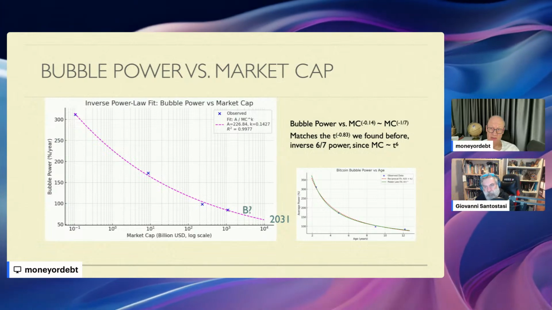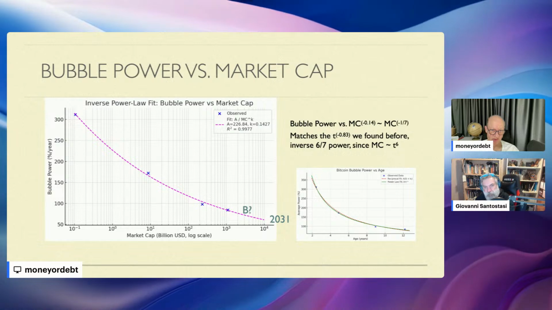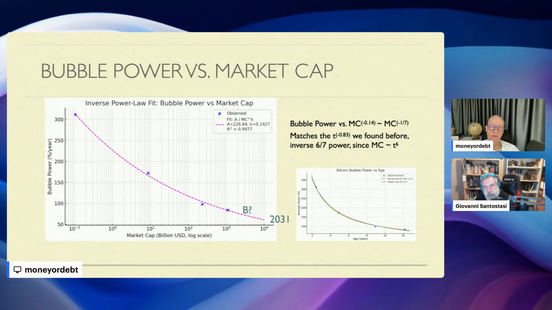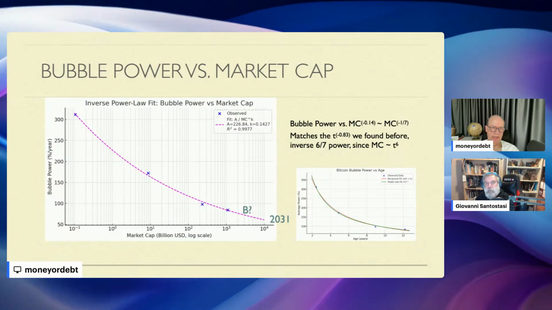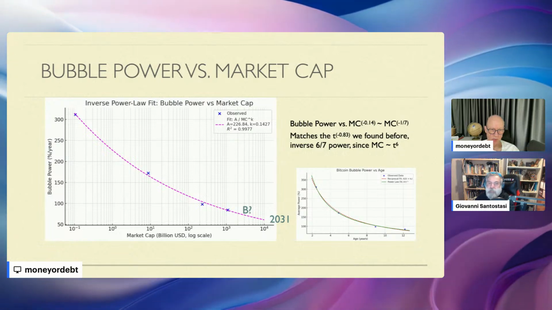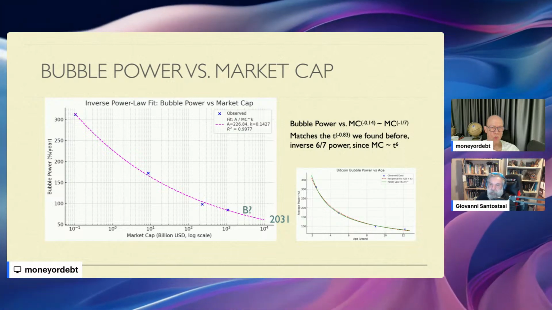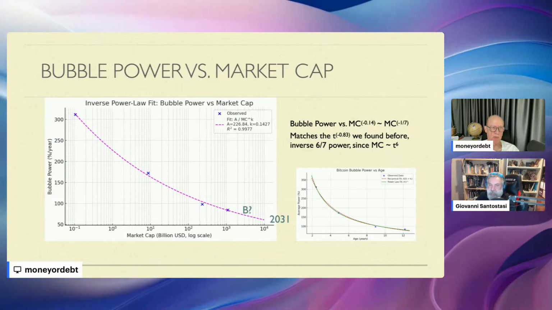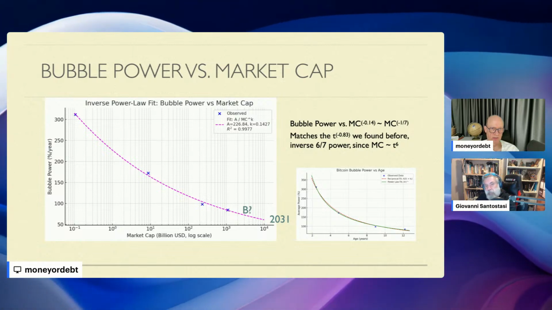So the bubble power in percentage terms fit to the straight power law with a constant dividing by market cap raised to some power k fits extremely well. The k value is about 1 over 7. That is, bubble power goes as market cap to the minus 1/7, 0.143. It's almost exactly 1/7.